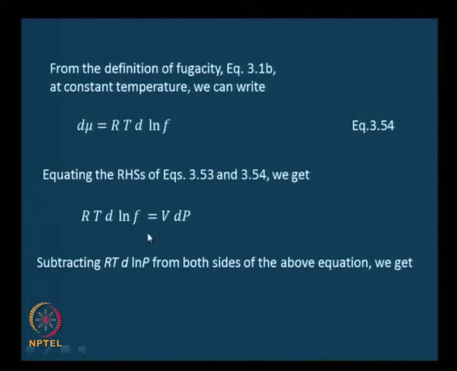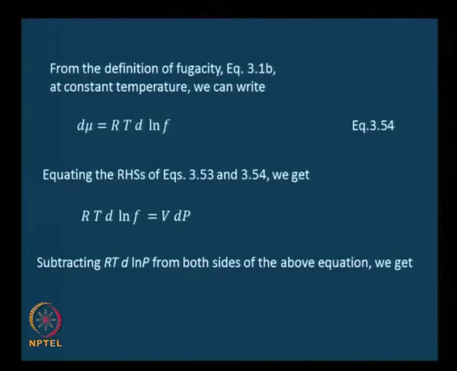Now, let us do some manipulations. Note that we are getting to the fugacity coefficient, so we will have to arrive at that in some way, and to do that, let us subtract RT d ln P from both sides of the above equation. The thinking is something like this. We know that fugacity coefficient is f by P, so somehow we need to get that into this kind of an expression. So, if we subtract RT d ln P from both sides of the above equation, we can write this as RT d ln f minus RT d ln P. The ln of A minus ln of B is ln of A by B, and therefore, we can write this as RT d ln f by P, and the right hand side of course is V dP minus RT d ln P.